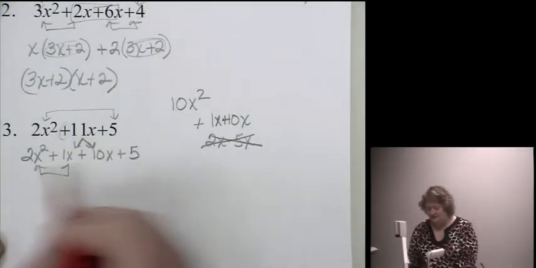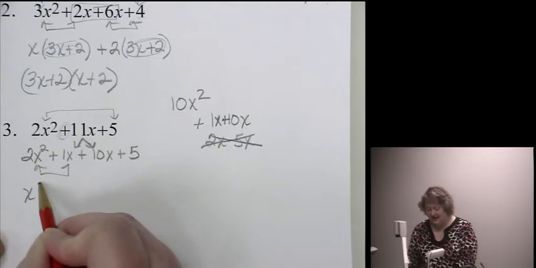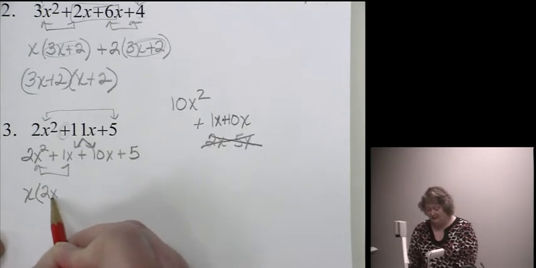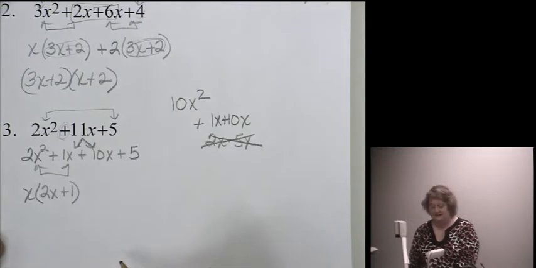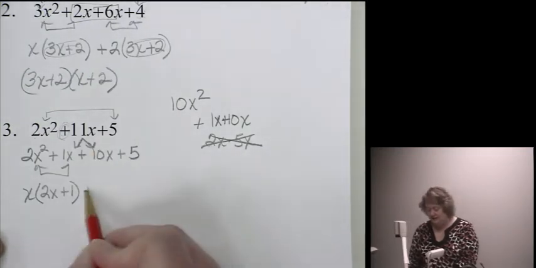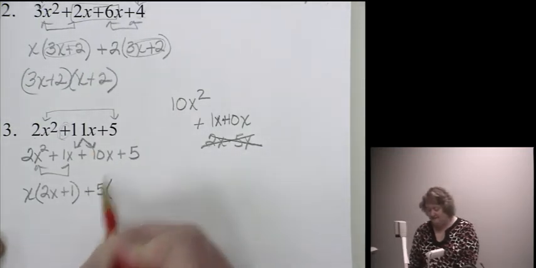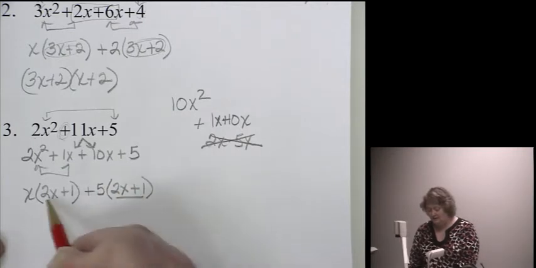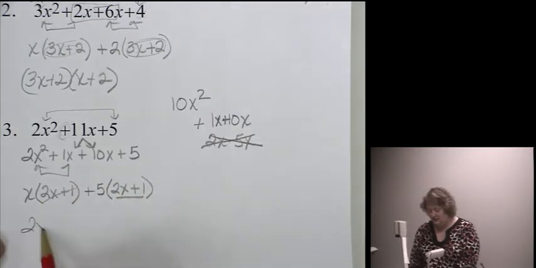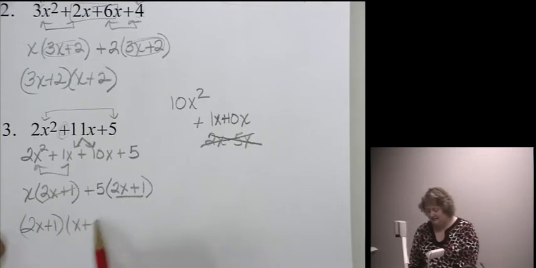What's common to the first two terms is just an x. Factor out that common factor of an x, leaving 2x plus 1. The last two terms have a common factor of a 5, leaving 2x plus 1. So that 2x plus 1 is the common factor. And I'm left with x plus 5.